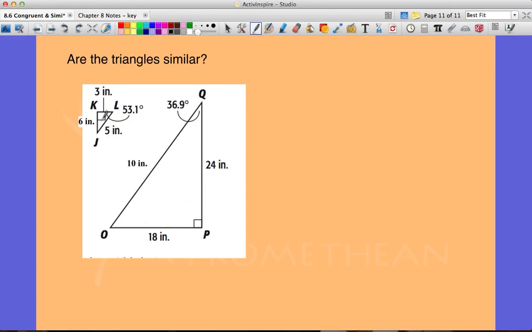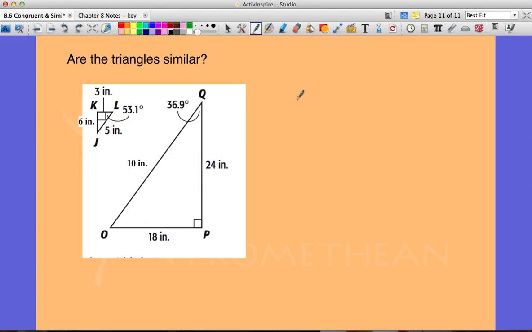Alright, for this one, I gave you the information here. So I gave you the 6 and the 10, and you have to determine if these two triangles are similar or not. Be careful though, because the corresponding sides aren't as easy to find this time.